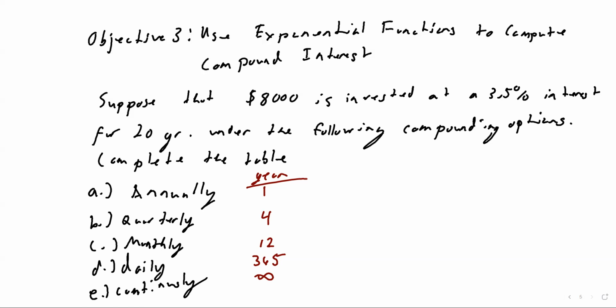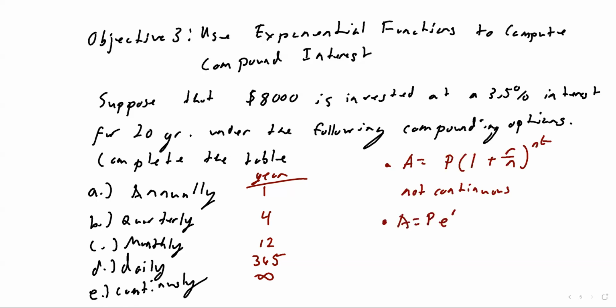You already know I = PRT. You're going to use the equation A equals P parentheses 1 plus R over N raised to the NT. You'll use this one if it's not continuous. If it is continuous, you'll use A = PERT: A equals P times e raised to the RT. You do need to know these two equations going into the test.